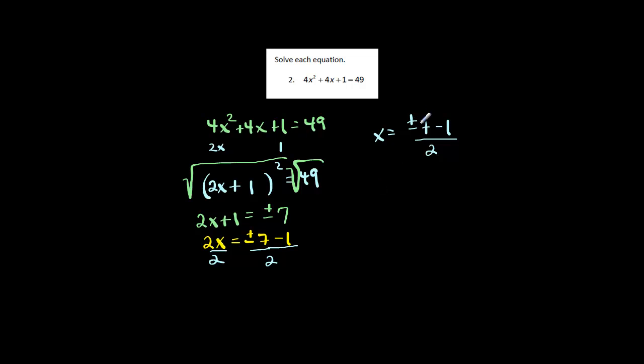So let's do the positive 7 root. Positive 7 minus 1 is 6. 6 divided by 2 is 3. That's one option. Now for the negative 7 minus 1 is negative 8. Negative 8 divided by 2 is negative 4. So these are our solutions.